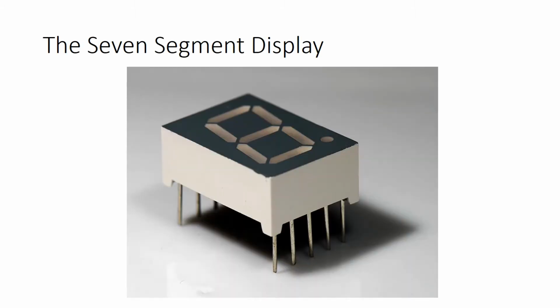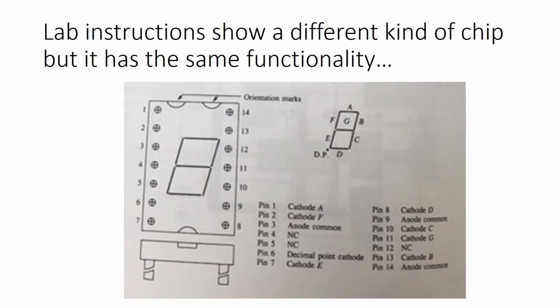So here's a photograph of the 7-segment display that you'll be using for the lab. The actual chip that you use might be slightly different. There's a lot of different varieties, so don't panic if yours doesn't look exactly like this, but they'll have a great deal of similarities. And you'll see that the lab instructions show a slightly different kind of chip, but it has the same functionality.